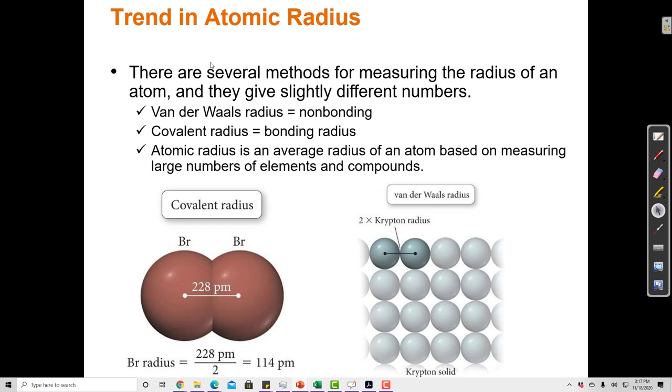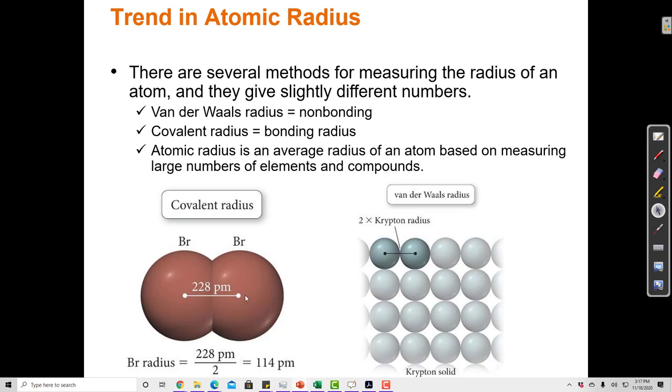So the first trend that we'll look at on the periodic table is atomic radius. There are several methods for measuring the radius of an atom, and they all give slightly different numbers. So we can measure the radius of an atom. Remember, the radius is from the middle to the edge.